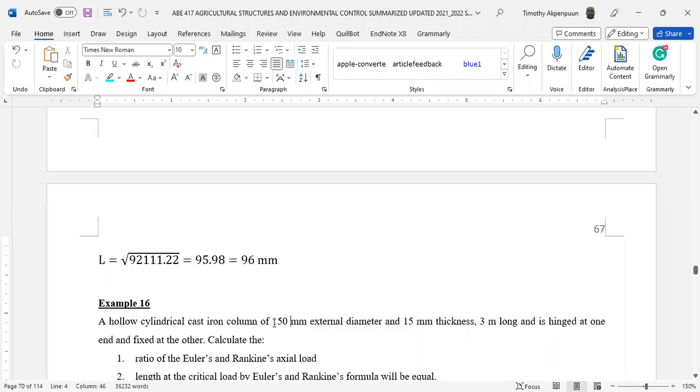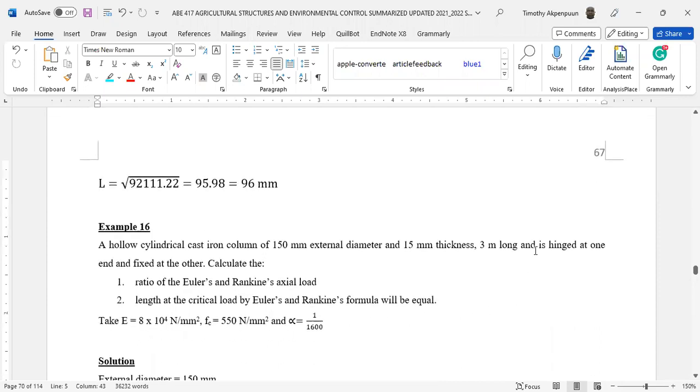Internal diameter is 150 mm. Thickness, you say what? 180, sir. 180, good. 3 meters long and is hinged at one end and fixed at the other.